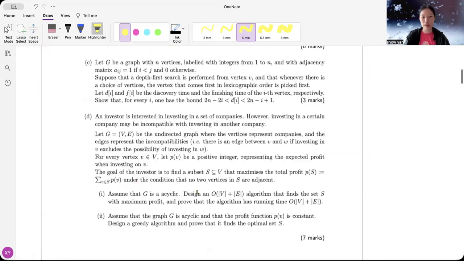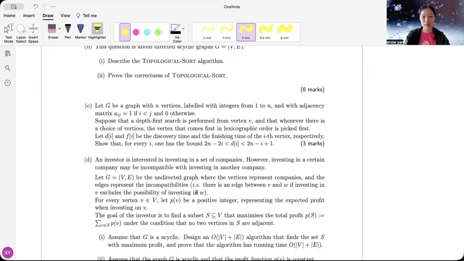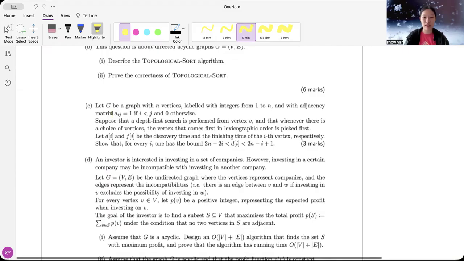And then part C, we're asked: let G be a graph with n vertices labeled from 1 to n, with adjacency matrix a[i][j] equals 1 if i is smaller than j and 0 otherwise. Suppose that a depth first search is performed from vertex V, and that whenever there's a choice of vertices, the vertex that comes first in lexicographic order is picked first. Let d[i] and f[i] be the discovery and finishing times of the ith vertex, respectively. Show that for every i, one has the bound 2n minus 2i is at most d[i], which is at most 2n minus i plus 1.